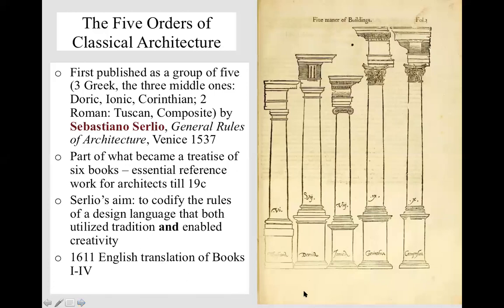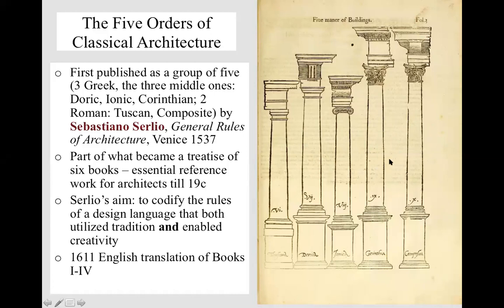From another major treatise of the time, Serlio, already in 1537, he's publishing this account of the orders. There are five orders. The middle three are Greek. The other two are Roman. And this becomes, from the 17th century to the 19th century, a basic reference work.